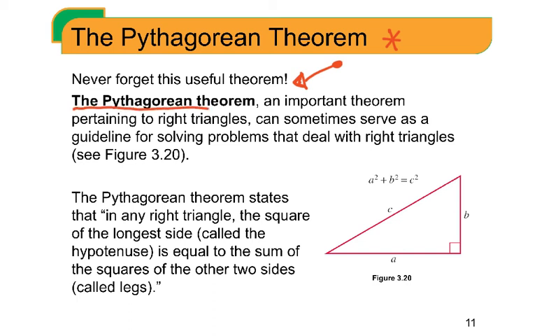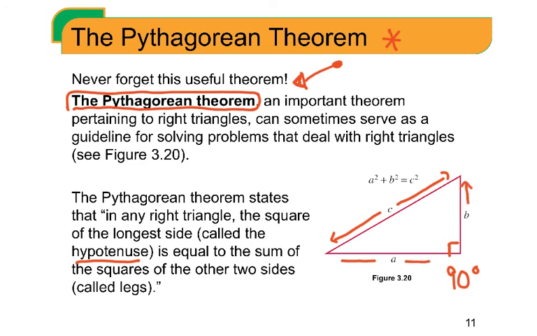Everybody should know the Pythagorean theorem. You should never forget it. If you have a right triangle, that means this is 90 degrees. The length of this long side, which is called the hypotenuse, is related to the length of the two legs. We call the other sides legs. And how are they related? By this formula. The sum of the squares of the two legs equals the square of the hypotenuse. A squared plus B squared equals C squared.